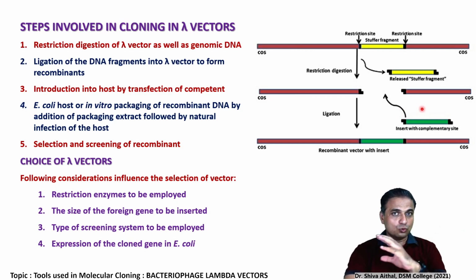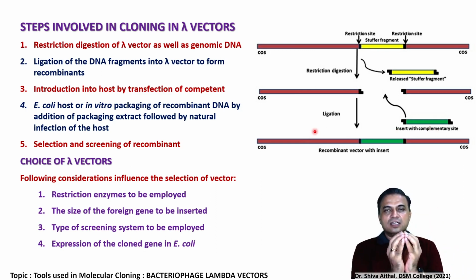Up to 53 kilobases can be accommodated. So here a short length is removed and an insert is added. This green region is our gene of interest, which is inserted, and you have a recombinant DNA which will now be packed inside the in vitro packaging of the phage, a head full of packaging.